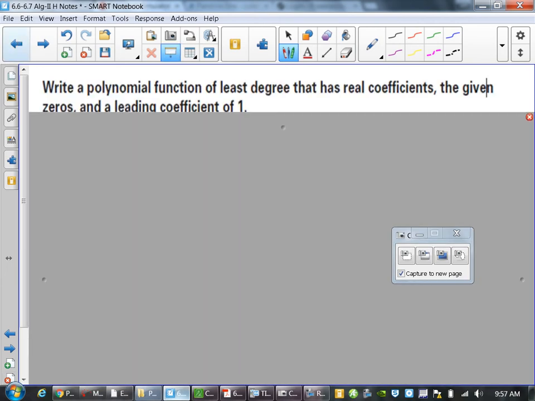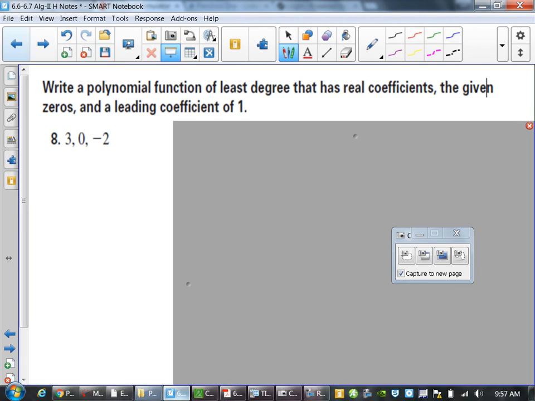We're going to write out a polynomial of least degree that has real coefficients given the zeros. So if I have zeros of 3, 0, and -2, what would be my 3 terms? X minus 3, x plus 2, and x. It wouldn't be x squared, never mind. Those would be my 3 terms. To write the polynomial out, then, what would I do?